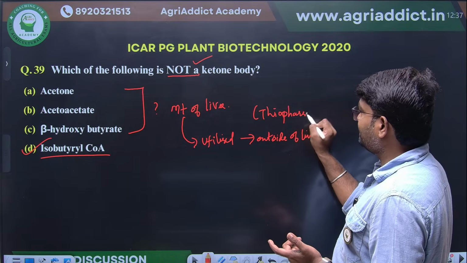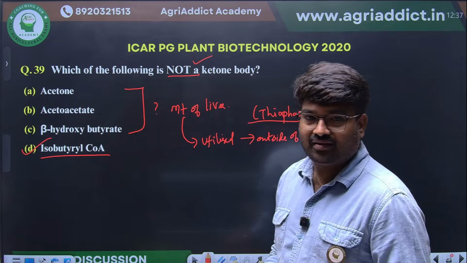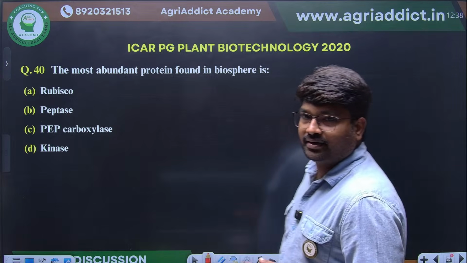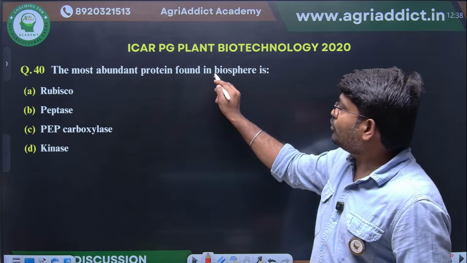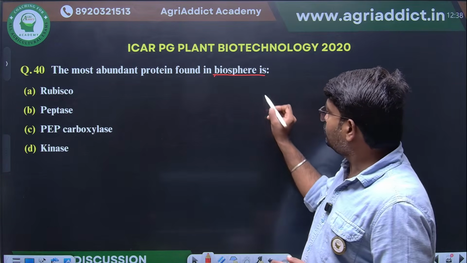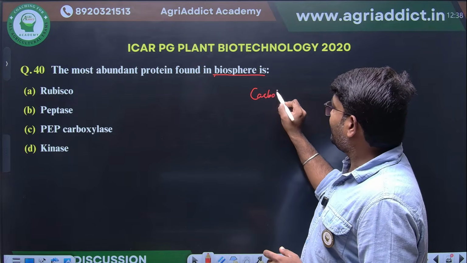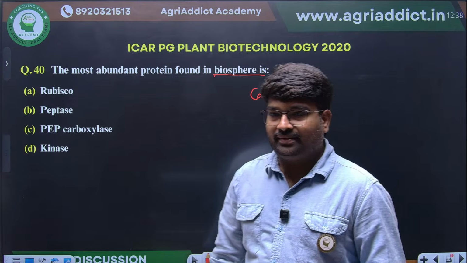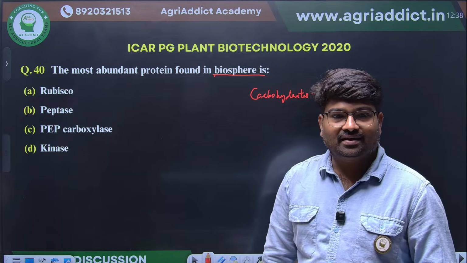Due to the lack of the enzyme thiophorase. This we have discussed in our class itself. These are important points to be remembered. The most abundant protein found in the biosphere: what is the most abundant protein found in the biosphere? Whether it's rubisco or peptase or PEP carboxylase or kinase. What will be the answer?